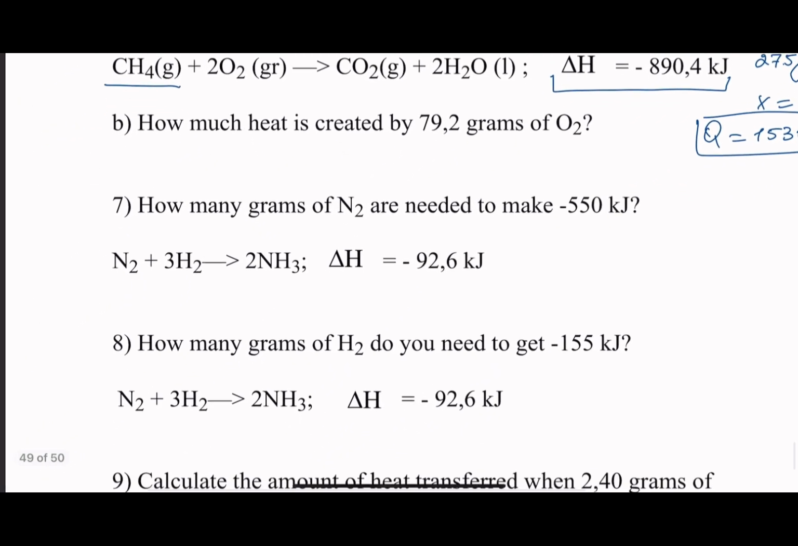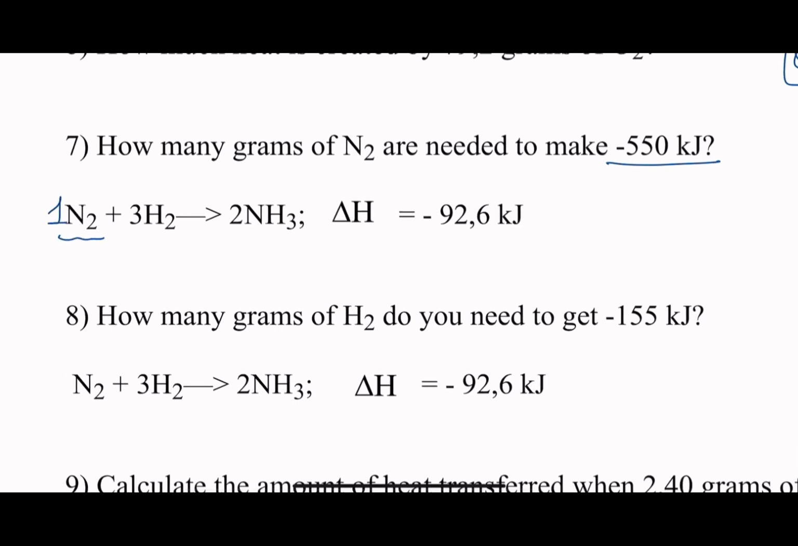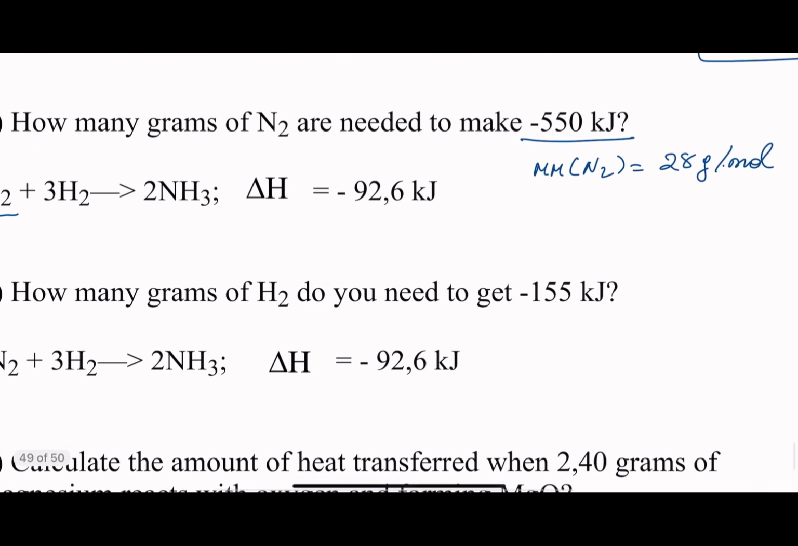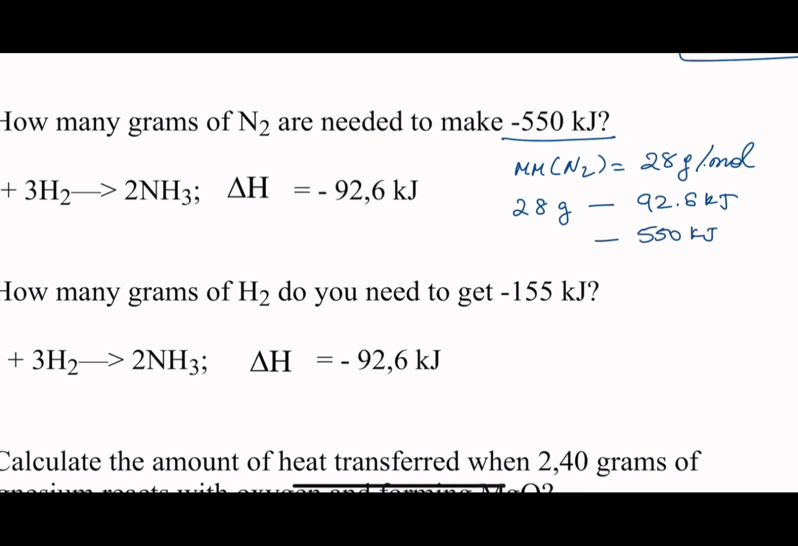Now, how many grams of N2 are needed to make this much energy? So again, we're looking at here. So this is for 1 mole, right? So we got molar mass of N2 is going to be 28 grams because nitrogen is 14. It has been told to us that 28 grams is releasing 92.6 kilojoule. Now we need to find out how many grams releases 550 kilojoule, and this would be X gram. This would be 166.3 grams of nitrogen. That is the amount.